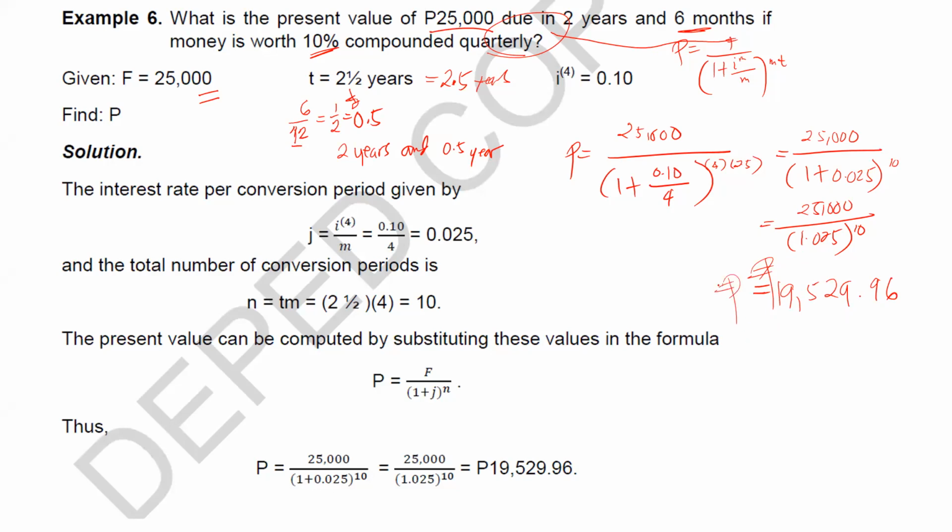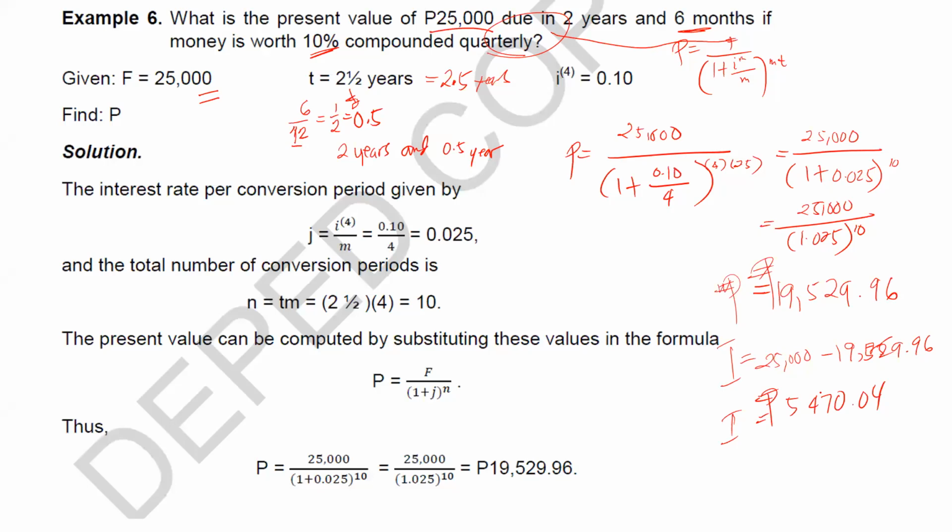Now, if you are looking for the interest, given the future value, just subtract the present value. If the future value is 25,000, and the computed present value is 19,529.96, how much is the interest? 5,470.04 pesos. That is the interest. Okay.